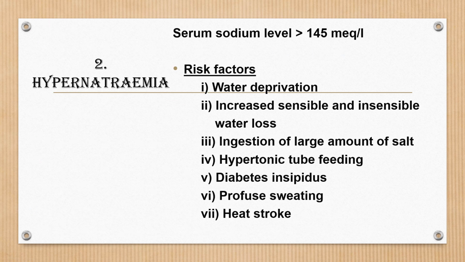The next condition is hypernatremia. Hypernatremia means there is an increased serum sodium level. When the patient has a serum sodium level of more than 145 milliequivalent per liter, we diagnose hypernatremia. What are the major factors that lead to hypernatremia? Factors that increase sodium in the blood are water deprivation, increased sensible and insensible water loss, ingestion of a large amount of salt, hypertonic tube feeding, diabetes insipidus, profuse sweating, and heat stroke.